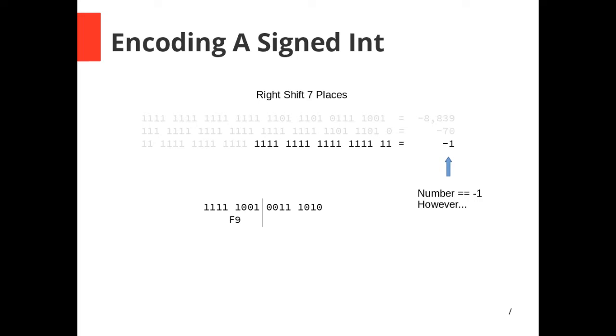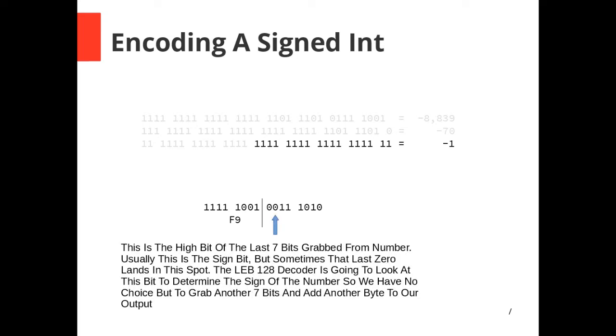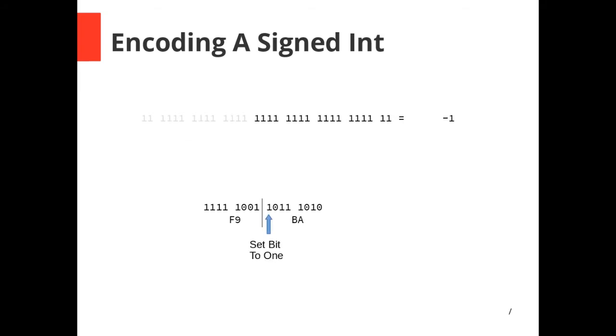However, this is the high bit of the last 7 bits grabbed from the number. This is usually the sign bit, but sometimes that last 0 lands in the spot. The LEB 128 decoder is going to look at this bit to determine the sign of the number. So we have no choice but to grab another 7 bits and add another byte to our output. Set the high bit to 1, copy 7 bits. As you can see, that bit right there is 1, and it's the correct sign bit in this case.